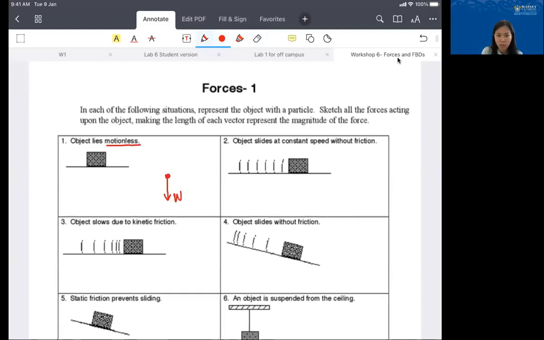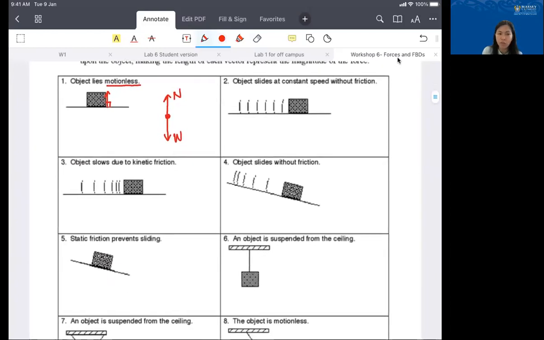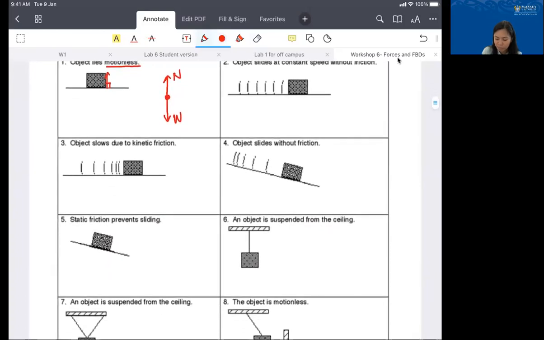The object is supported by the surface, so it should have a normal force. Normal force is always perpendicular to the surface. There are no other forces in the vertical, only these two, and so the length of these arrows should be the same. Roughly, I hope in my drawing, they're roughly the same. There are no forces along the horizontal. It's motionless, it's not moving, even if it didn't say that. So there are no forces along the horizontal in this case.